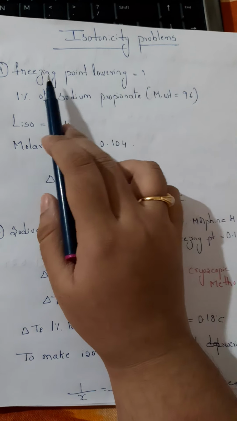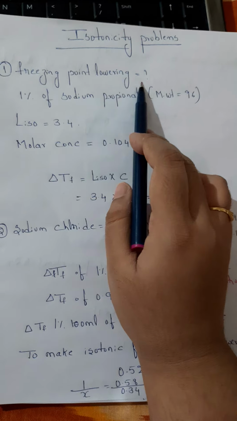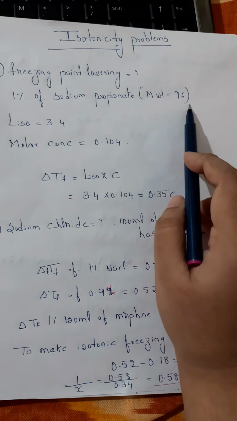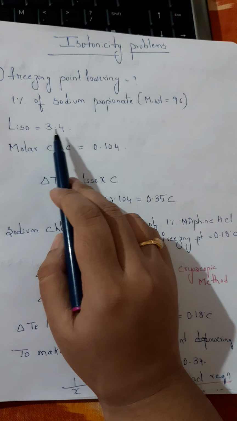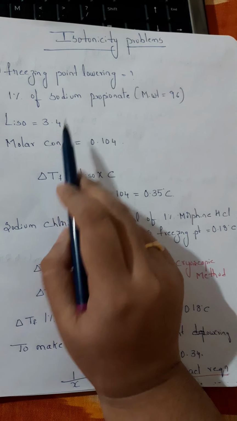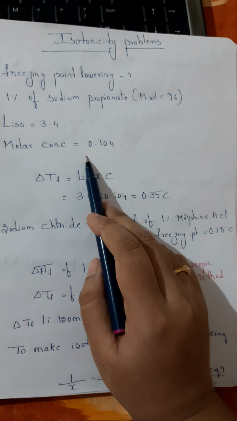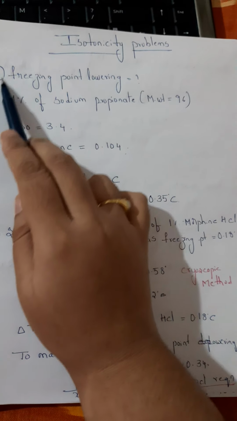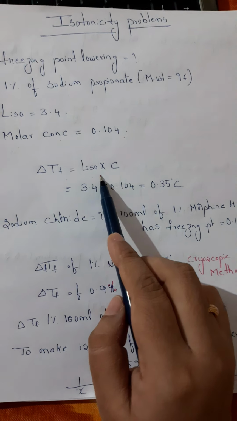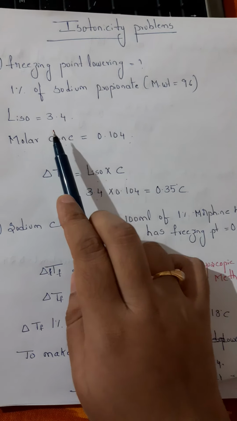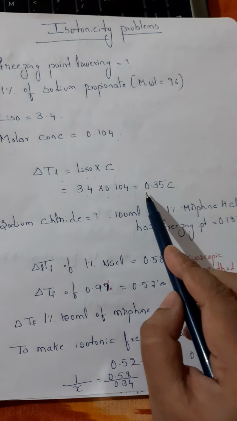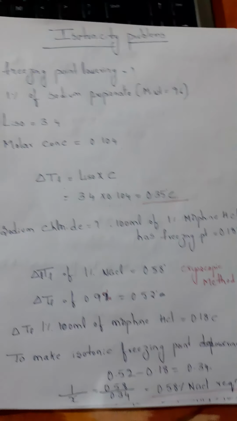In the first problem, we have to determine the freezing point lowering. I have given 1% sodium propionate, whose molecular weight is 96 and L-iso value is 3.4, and the molar concentration of the 1% sodium propionate is 0.104. Now we have to calculate the freezing point lowering. Freezing point lowering ΔTf is equal to L-iso into C. So L-iso is 3.4 and the concentration is 0.104. Here the freezing point lowering is 0.35 degrees centigrade.